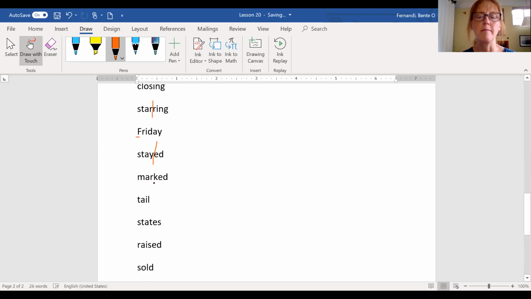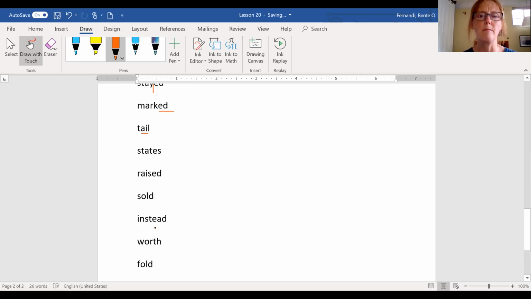The next word is marked. Even though this sounds like T, we have to make sure that when we do an ending, it's a past tense ending. We marked the route to the grocery store last week. It's going to have that ED ending. Tail, A-I in the middle of a word, A-Y at the end of a word, right? Or at the end of a syllable.